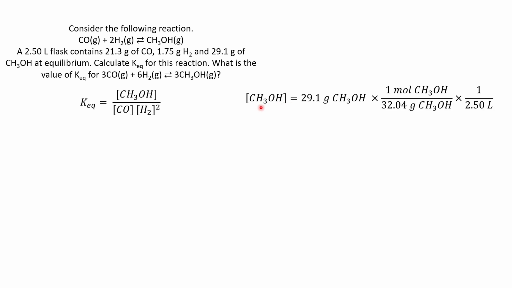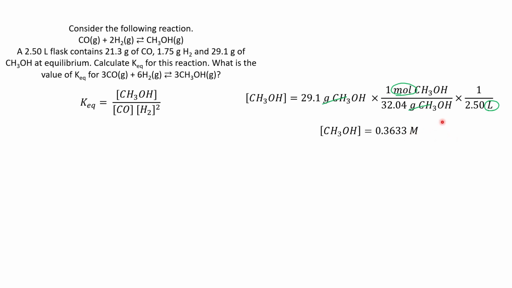Starting with my concentration of methanol. So I have 29.1 grams of methanol, using my molar mass and then dividing by the volume of my flask. Being careful that my grams cancel, I'm left with moles per liter, which is molarity, which is concentration. So my concentration of methanol is 0.3633, and that is molarity.